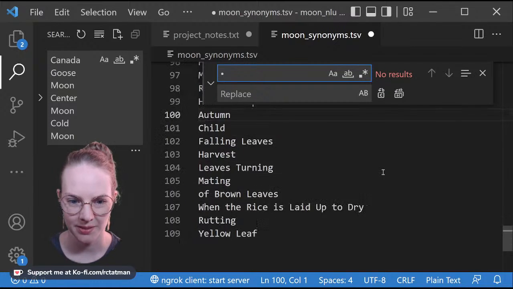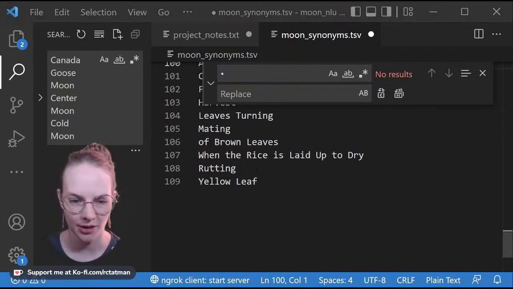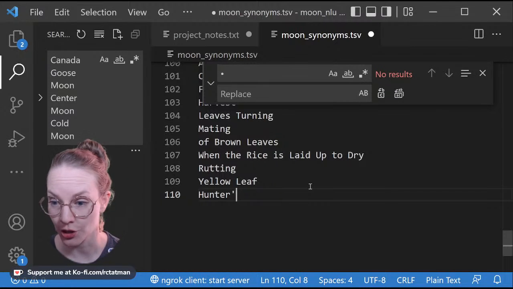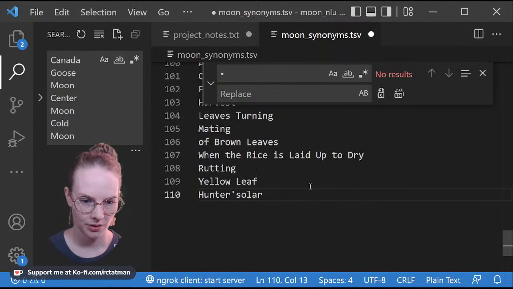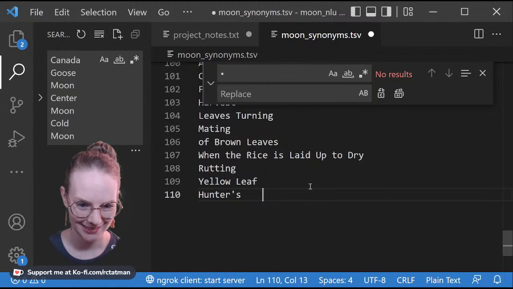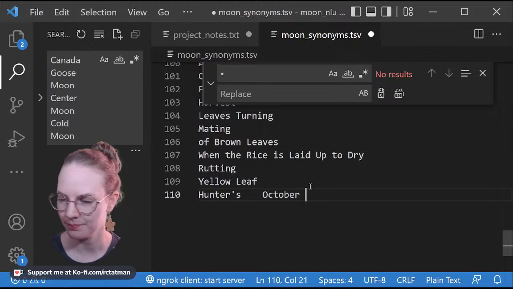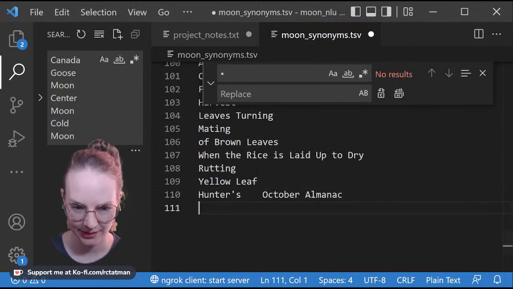All right, we're up to September. We're getting there. October, hunters. There we go. And then this is October, I said, right? Yep. And then the almanac.